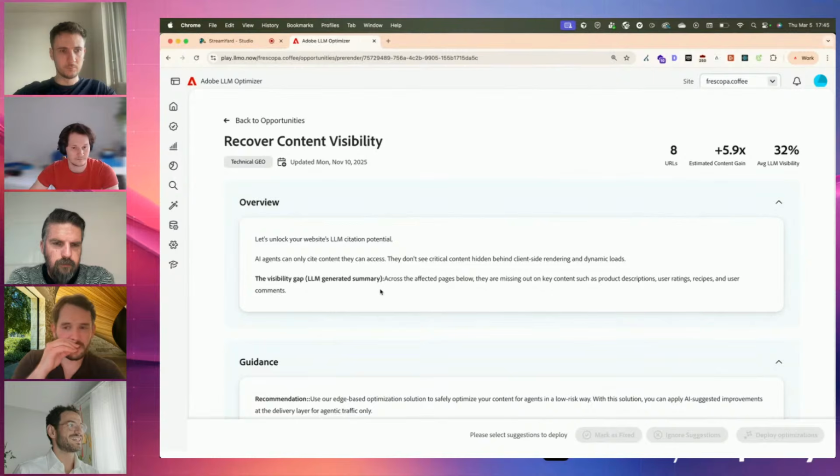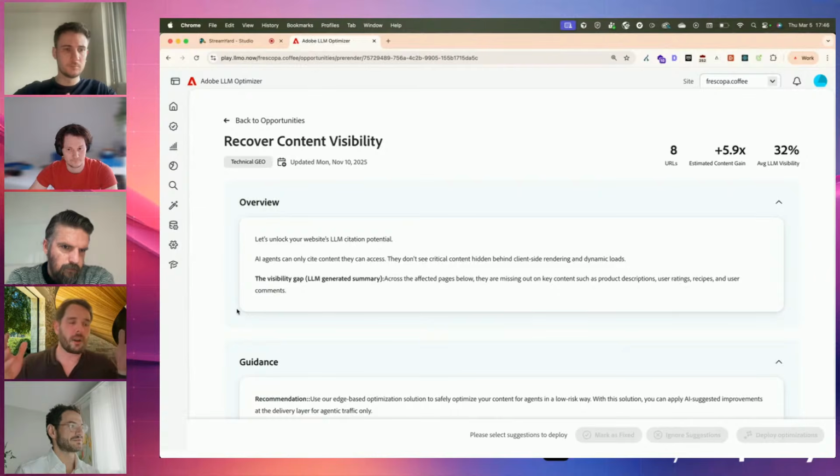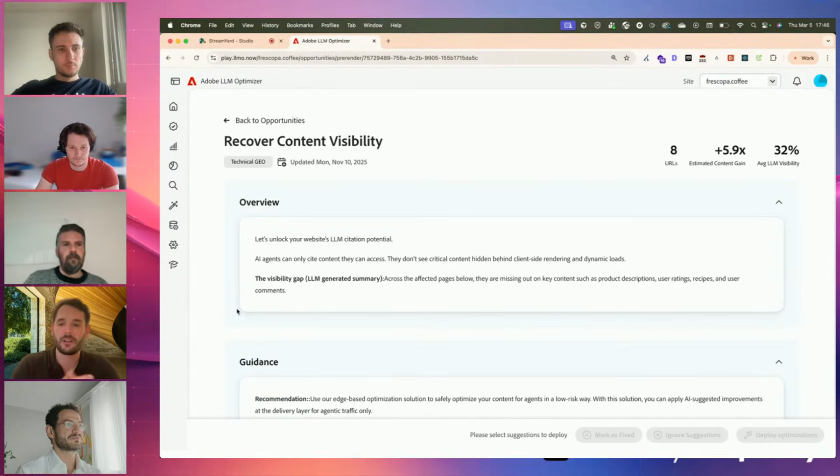So recurrent content visibility is a specific opportunity which is related to the fact that at the moment, in contrast to SEO and Googlebot, which is able to fetch JavaScript and to execute JavaScript to an extent, LLMs, when they fetch your website, do not execute JavaScript, which means that if you have content which is executed on a client-side rendering, it will be very difficult for LLMs to actually fetch that information.